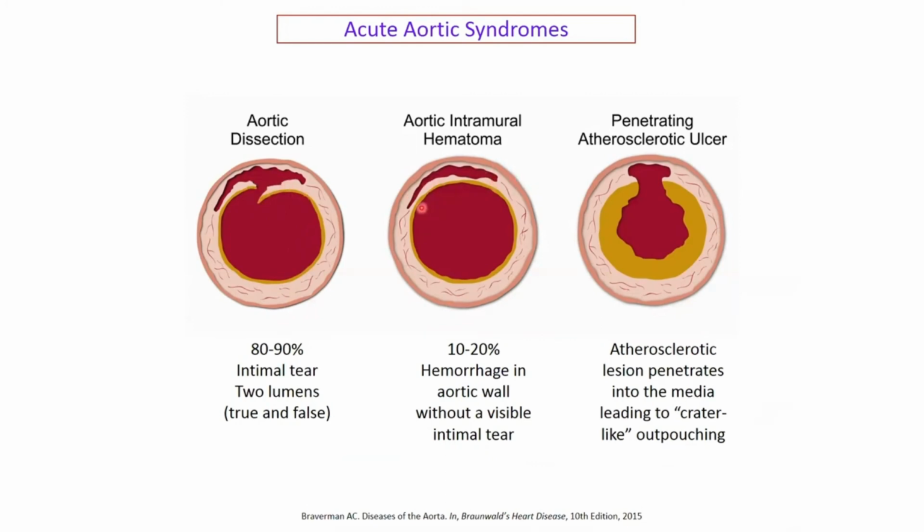About 20% or so of aortic syndromes are related to a primary hemorrhage in the wall of the aorta, known as aortic intramural hematoma, or IMH. In this condition, we don't see a visible intimal tear. And about 5% of aortic syndromes relate to atherosclerotic disease, where a penetrating ulcer enters the aortic media and propagates with focal areas of hematoma and sometimes small areas of dissection and risk of rupture.